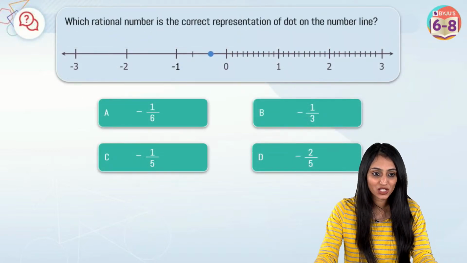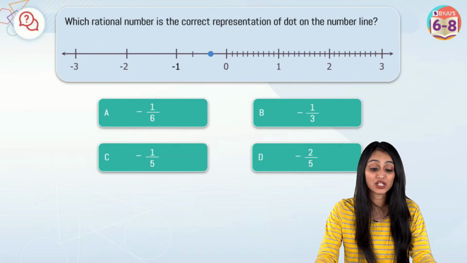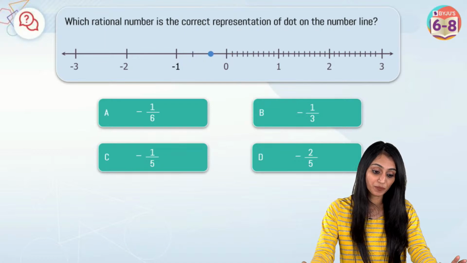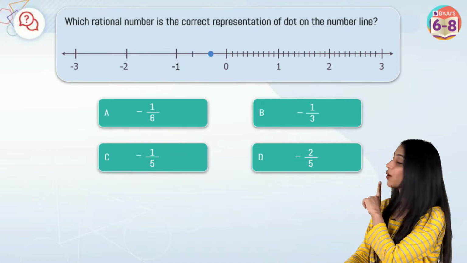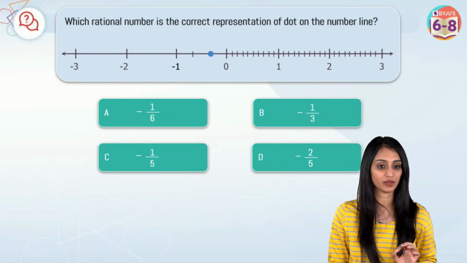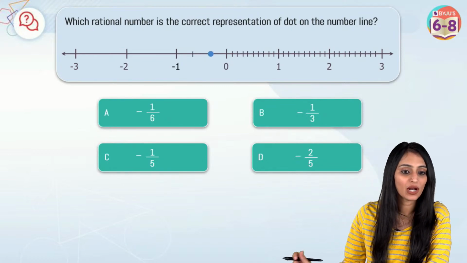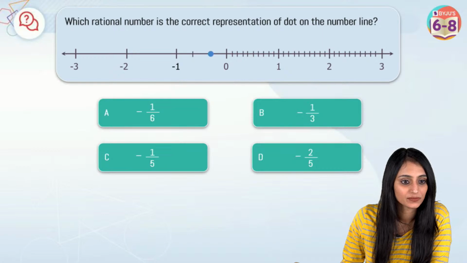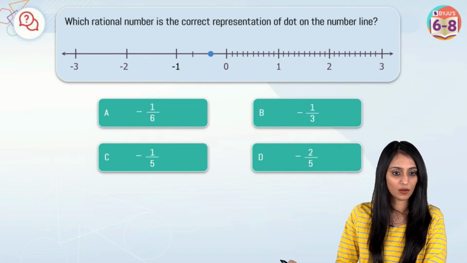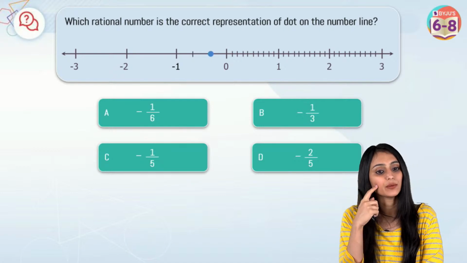Which rational number is the correct representation of the dot on the number line? We have 4 options here, right? You can see the number line over here. What do you think? Which rational number is the correct representation of this? Quickly, give your answer in the comment section. Paras is confused. Paras, whatever doubt you have, just write it down.